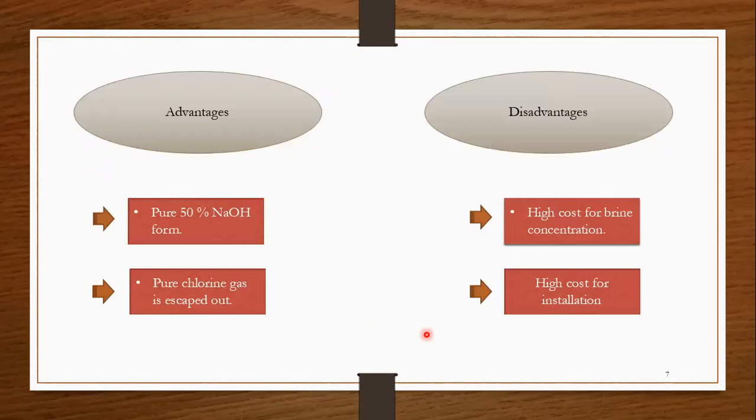Here are the advantages and disadvantages. The main advantage of this cell is that we can produce 50% NaOH, and pure chlorine gas escapes out. The main disadvantage is that it is costly for brine concentration, because if we evaporate the water from depleted brine for the formation of concentrated brine, it is highly costly. It is also highly costly for installation.